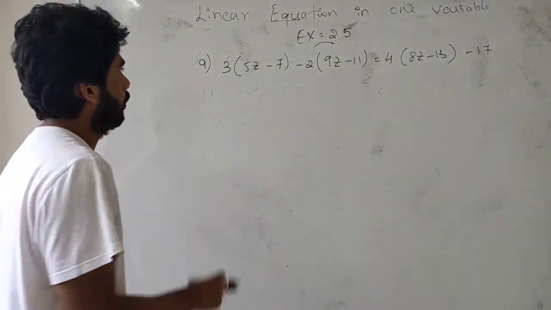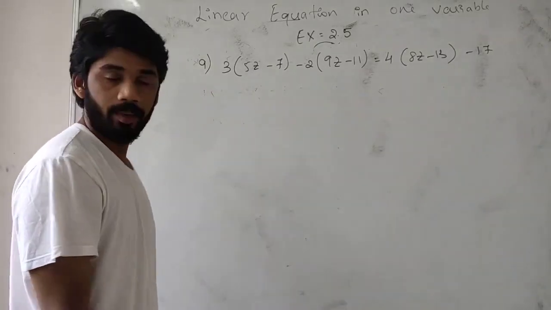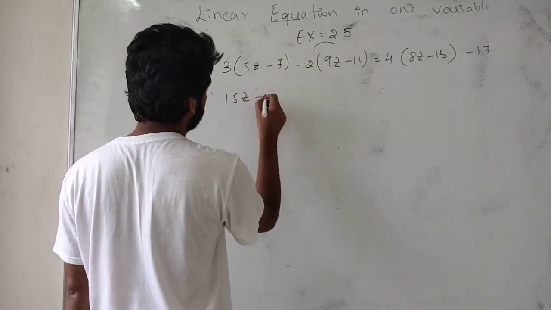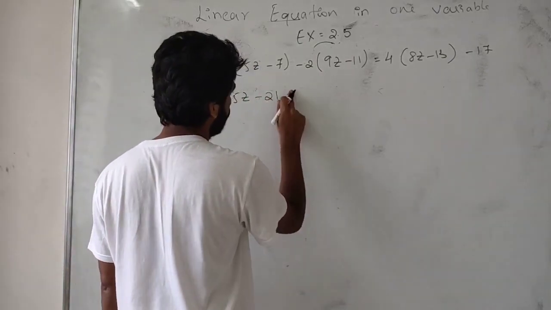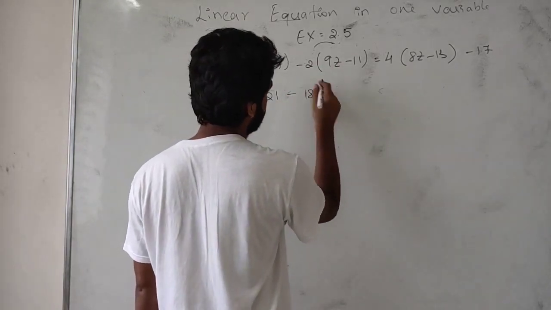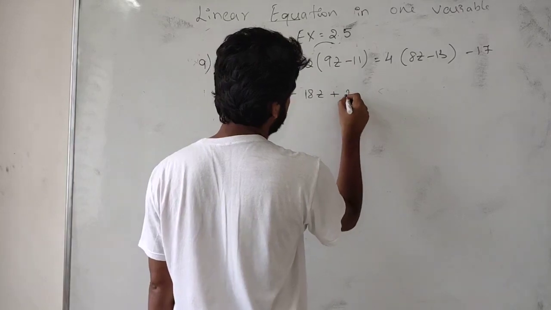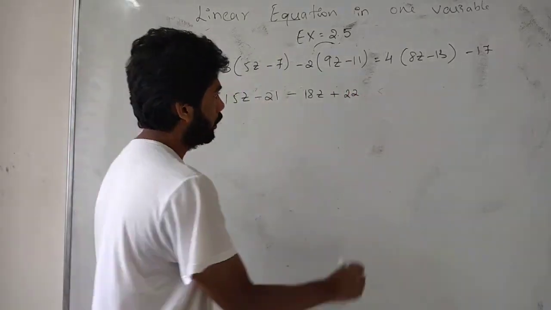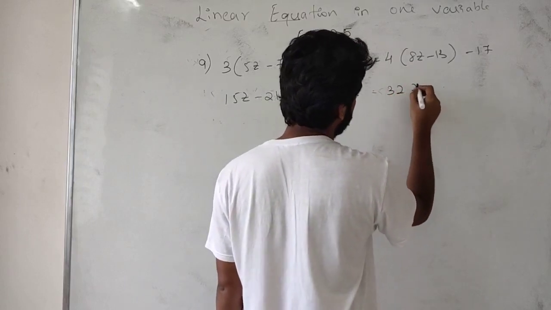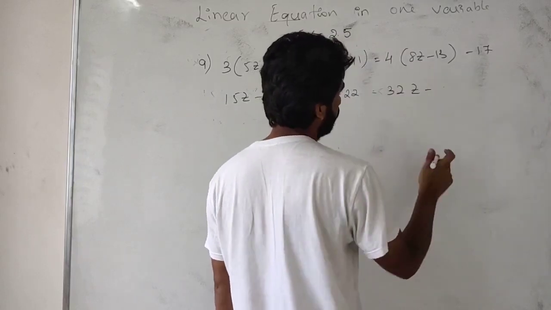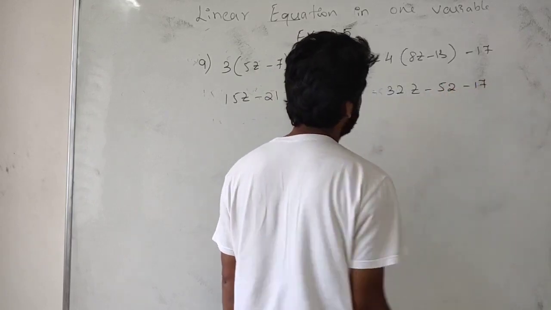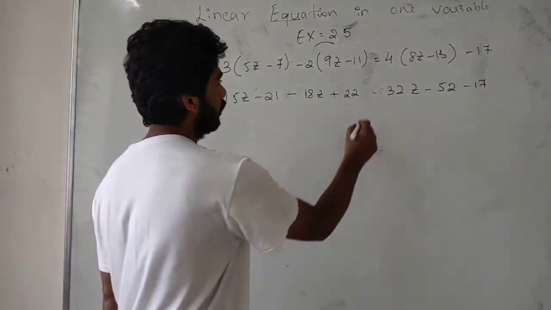Okay. First you multiply both the insides so that the numbers will be easy. 3 5s are 15z minus 7 3s are 21, minus 7. You take it minus into plus, minus 9 2s are 18z, minus into minus plus 22 is equal to, 4 8s are 32z, 13 4s are 52 minus 17. Okay, got it?